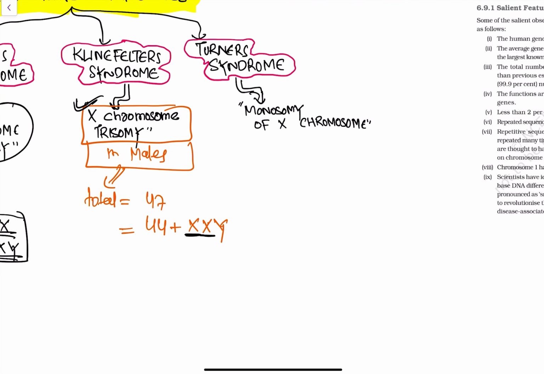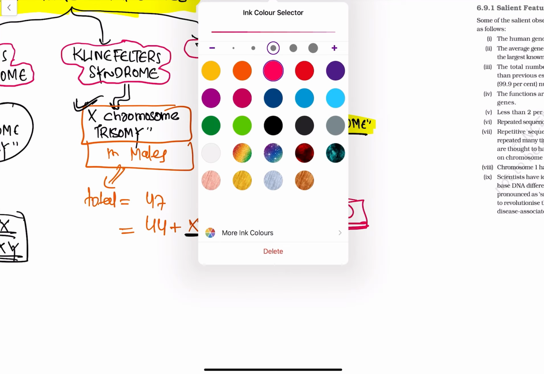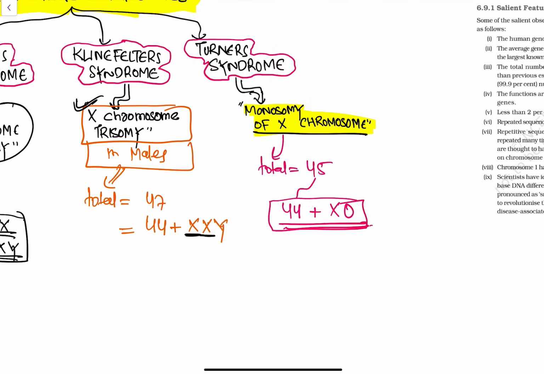Then we have Turner syndrome, which is monosomy of the X chromosome. And what is the total number of chromosomes? The total number of chromosomes will be 45, which is 44 autosomes and X0 sex chromosomes. So this is a female, as there is no Y chromosome, but there is not an extra chromosome either. One X chromosome is missing, and there is 0 instead of it. 0 means it is not there. One is X and the other one is not there.